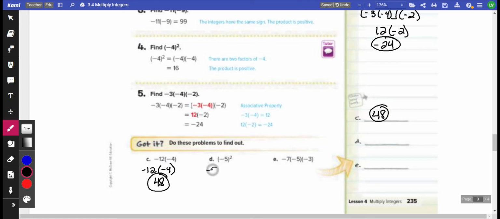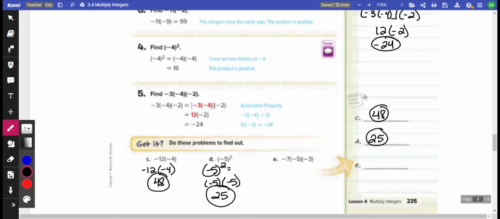Letter D, negative 5, that quantity squared. Well, if I expand that out, that becomes negative 5 times negative 5. Well, 5 times 5 is 25. Negative times a negative, they both have the same sign. That's a positive 25 for letter D.